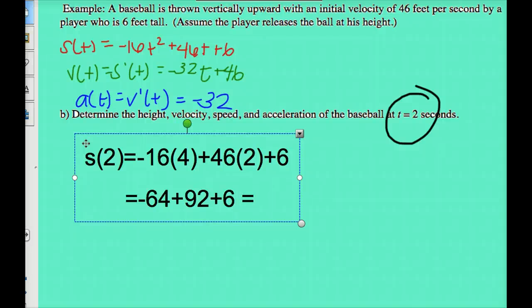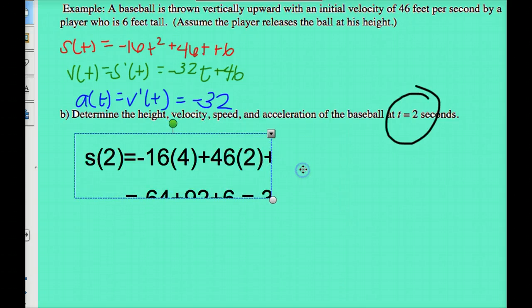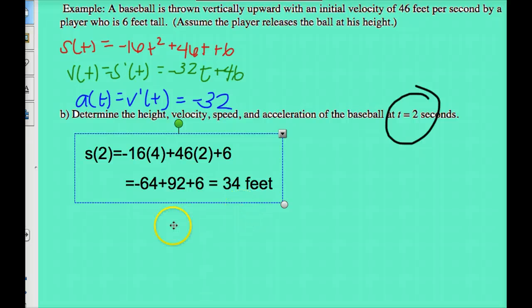And if we calculate this, we should get an answer of 34. And since this is a word problem, I have to take a look at my units, and my units here are feet. So I'm going to say 34 feet. Okay. So there goes my position. Let's make this a little bit smaller.